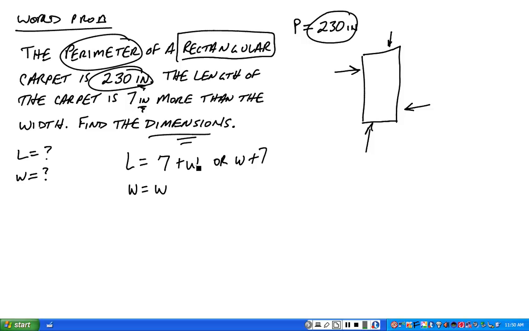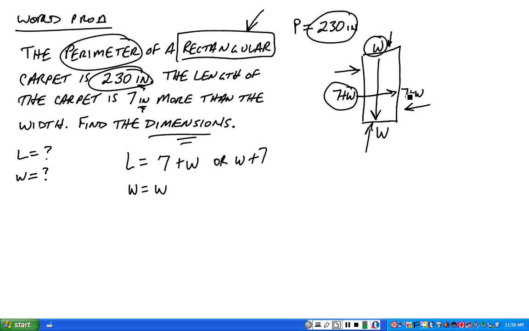Now the fact that this carpet is a rectangle is important, because if we know the width is W and the length is 7 plus W, the fact that it's a rectangle tells me if this is W, then the opposite side will also be W, and if this length is 7 plus W, then the opposite side will also be 7 plus W. So that's the value of knowing that this is a rectangle, is knowing that the opposite sides are going to be equal or the same or congruent.